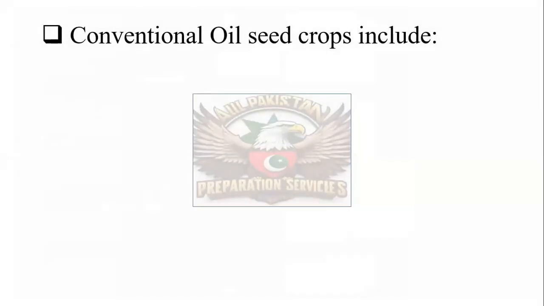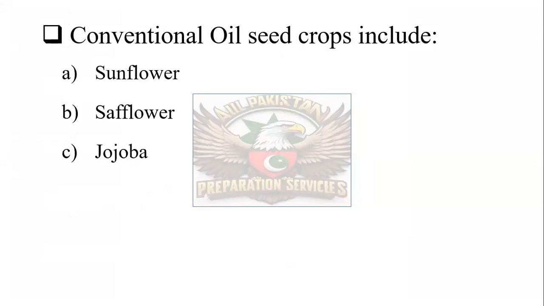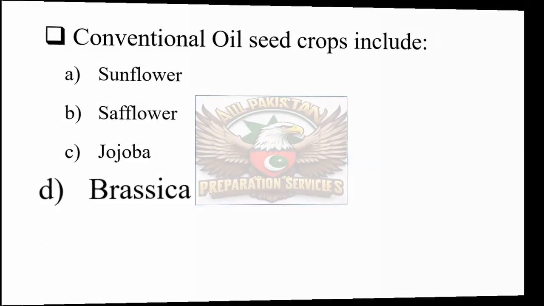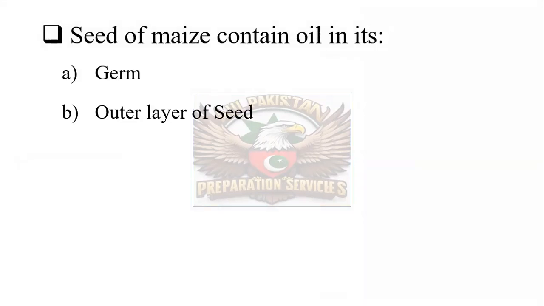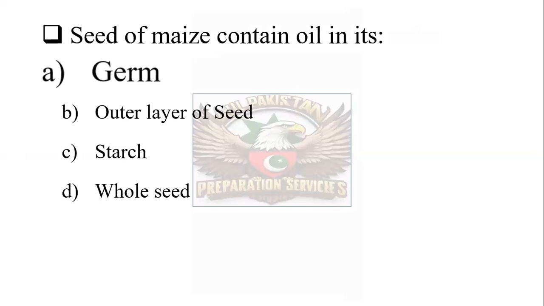Our today's first question: conventional oil seed crop include sunflower, safflower, jojoba, or brassica? The correct one is brassica. Brassica is the conventional oil seed crop. Seed of maize contain oil in its germ, outer layer of seed, starch, or the whole seed? The correct one is germ. Seed of maize contain its oil in germ.